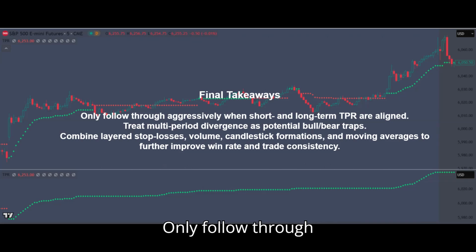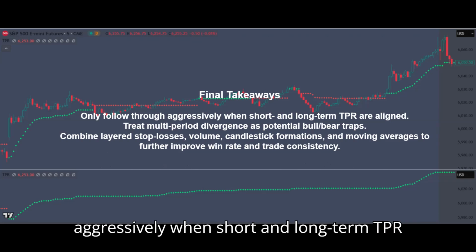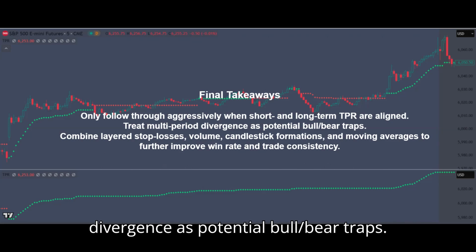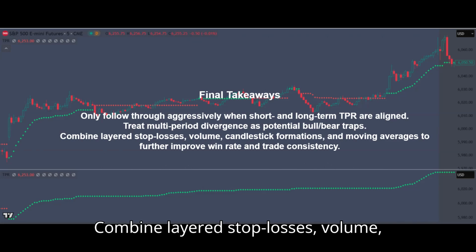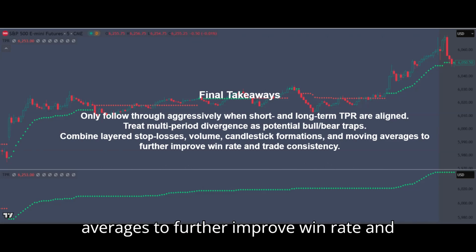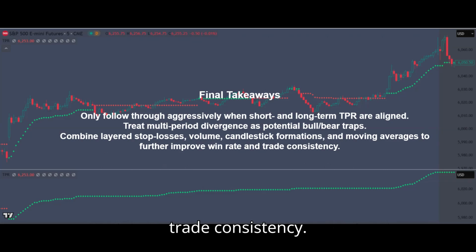Final takeaways. Only follow through aggressively when short and long-term TPR are aligned. Treat multi-period divergence as potential bull/bear traps. Combine layered stop-losses, volume, candlestick formations, and moving averages to further improve win rate and trade consistency.